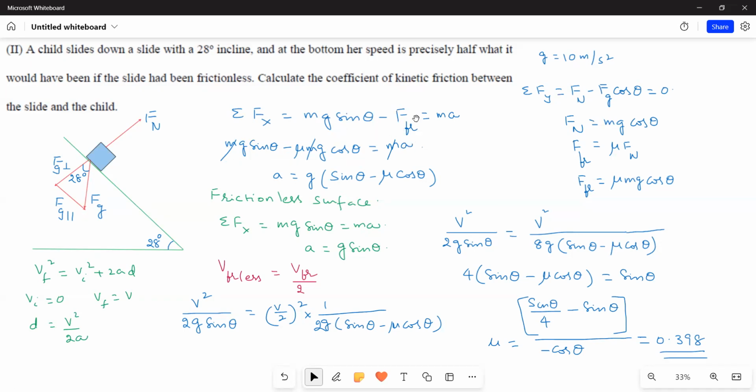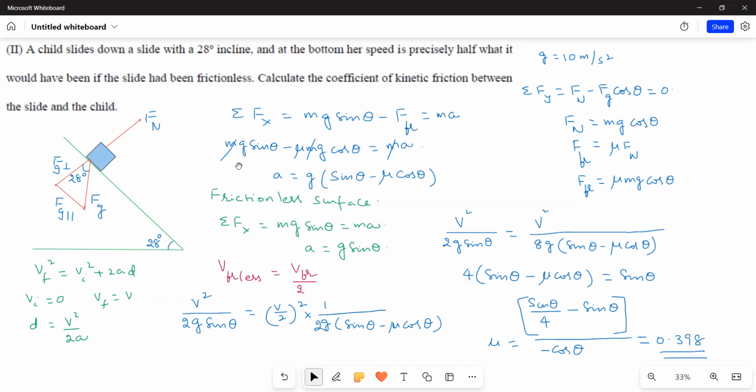To find the friction, we have to go for the y dimension forces. Sigma Fy is equal to Fn minus Fg perpendicular, which is equal to 0 because there is no motion along the y direction. Therefore, Fn is equal to Fg cos theta, Fg is equal to mg, therefore Fn is equal to mg cos theta. We know F friction is equal to mu Fn, therefore F friction is equal to mu mg cos theta. I substitute this value here in this equation and then calculate the acceleration.